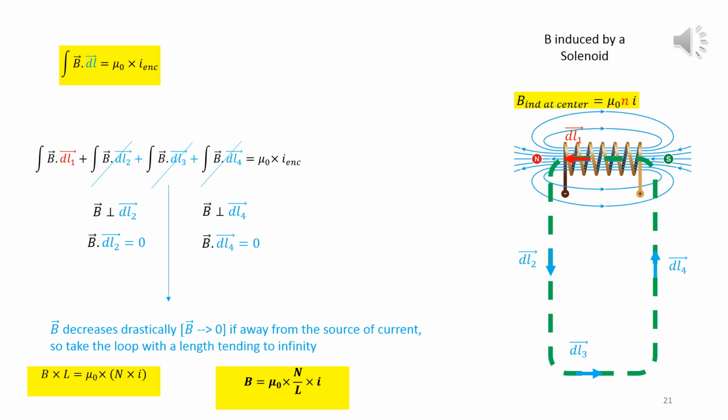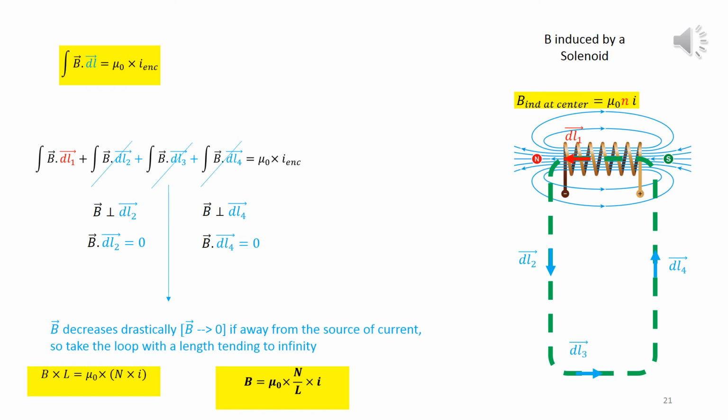Now B dl2 and B dl4 are equal to 0 because they are perpendicular to each other, so the scalar product would be 0. And B dl3 is also 0 because B tends to be 0 if you are very far away from the source of the current. It's as if the solenoid is in Beirut and I am in the north, so it's very far from me. The effect of the current is negligible, so I consider it as 0. The only one is integral B dl1, which is not equal to 0. That is the B inside the solenoid, whose magnitude I am searching for.